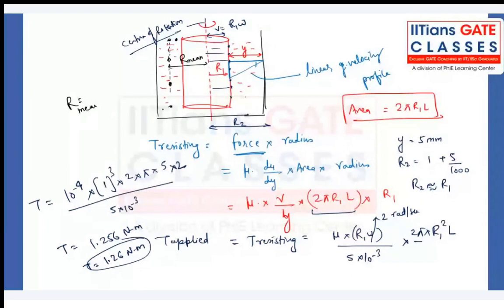Again, you can argue, sir, what about this fluid? I'm talking about when you take the mean radius. At the mean radius, all the fluids over here are at the same distance. R mean is R1 plus R2 by 2, but the gap is very small, so R1 is almost equal to R2. So you can write R mean equal to either R1 or R2. The answer will not change, so no need to perform any integration over there.